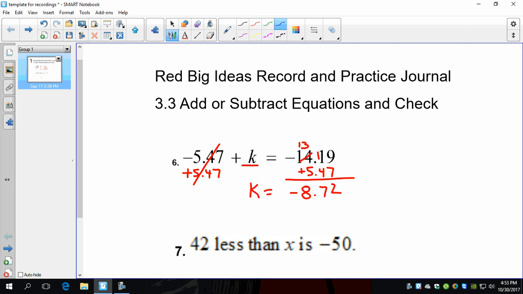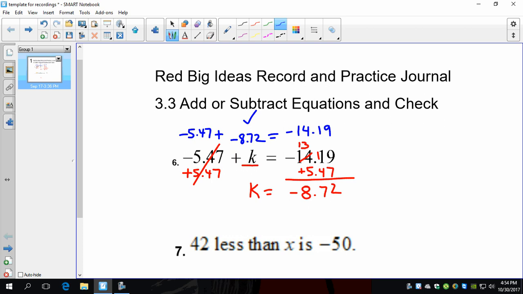Now, one of the more important final steps is we just want to plug in negative 8.72 for k. So we've got negative 5.47 plus negative 8.72. Does that equal negative 14.19? Well, 7 and 2 is 9, 4 and 7 is 11, carry the 1. 5 and 8 plus 1 is going to be 14, so it does check out, and we know our variable is the value of negative 8.72.